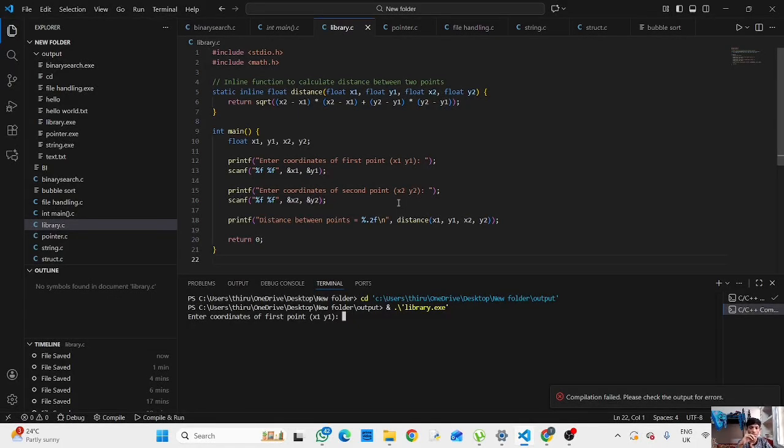I'm here to explain practical number 12. These include the two header files, standard input output and math.h. This code is to calculate the distance between two points using an inline function.